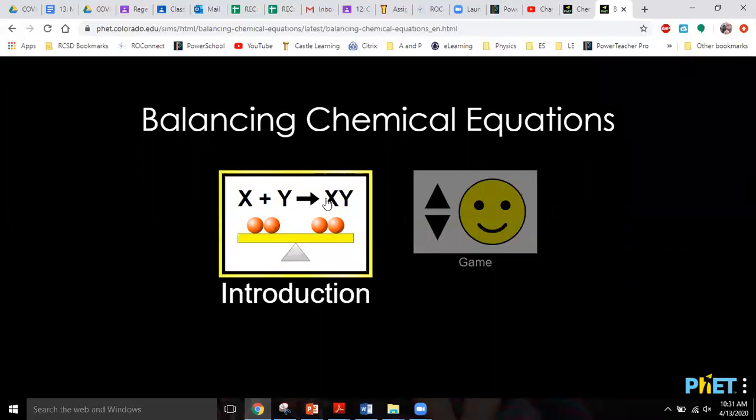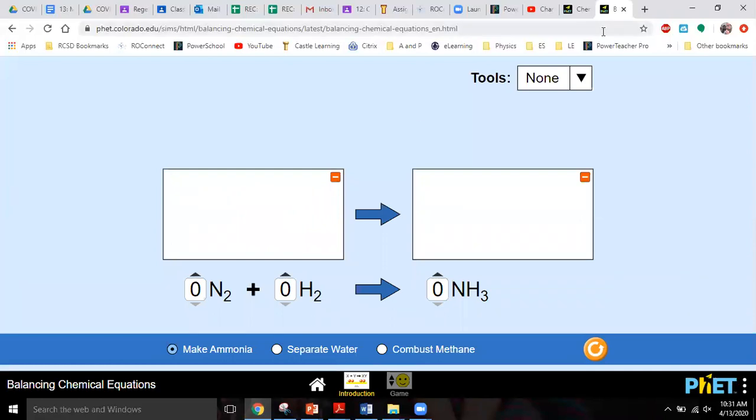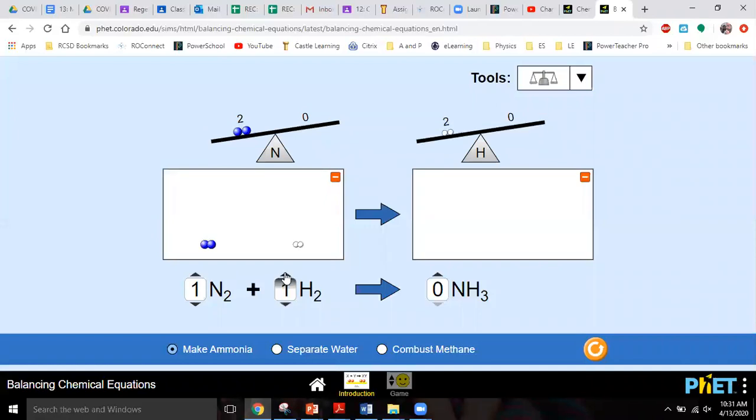And I just want to walk you through the introduction real quick. So the first thing I want you to do is turn on the balances so that you can see the atoms on each side of the equation. On the left side, you have the reactant side. On the right side, you have the product side. And the first thing you're going to do for all of these is set the coefficients to 1. Like we know that this is the chemical reaction. Nitrogen and hydrogen makes NH3, which is ammonia. So set the coefficient to each of these to 1.